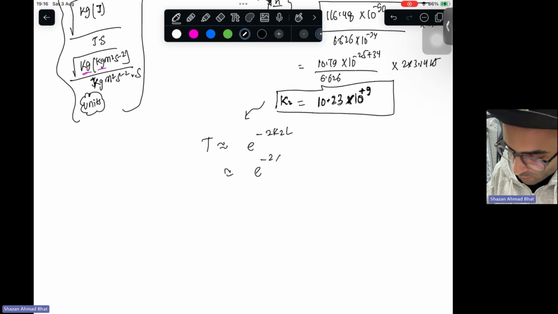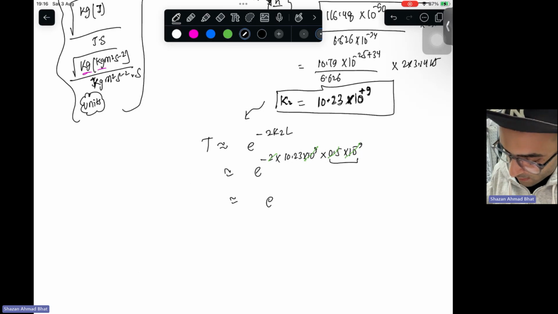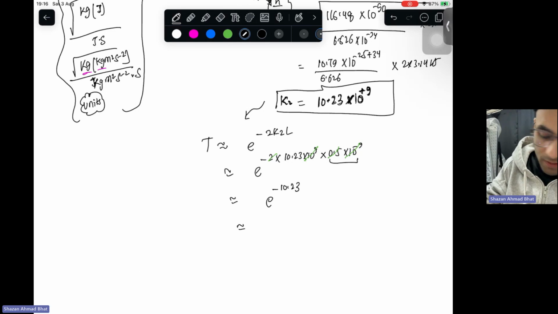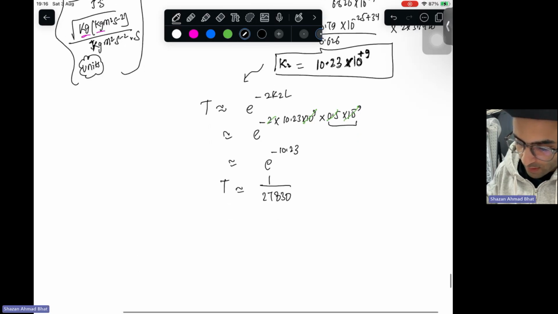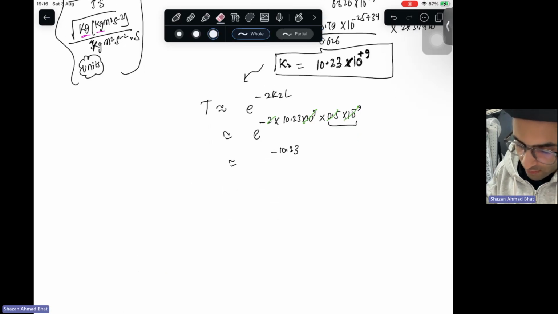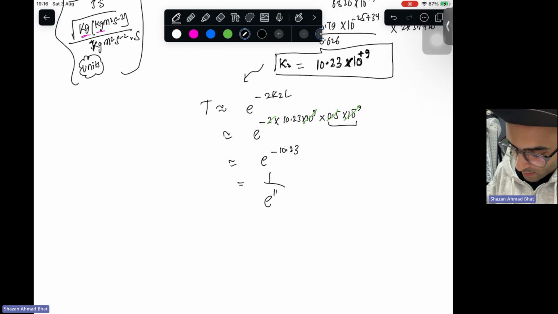This is e to the power minus 2 into 10.23 into 10 to the power 9 into 0.5 into 10 to the power minus 9 meters, which is the nanometer. So this and this will go, and this and this will go, and you're left with e to the power minus 10.23. So if we compute this, you get 1 over e to the power 10.23.